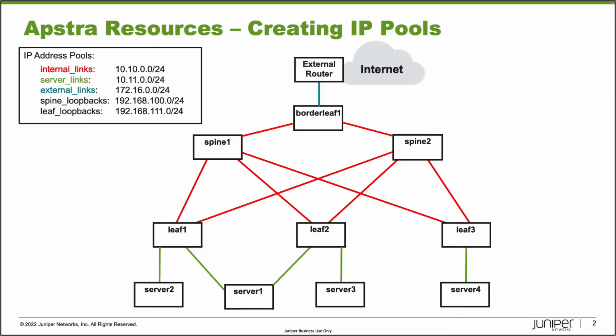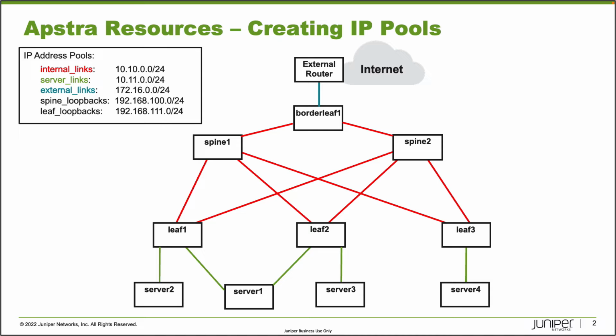We have spine 1 and spine 2, so two spine devices in our IP fabric, and then we have some leafs. We have leaf 1, leaf 2, leaf 3, and then border leaf 1. Now, leaf 1, 2, and 3 connect into servers that are connected to the leafs at the bottom of this diagram. And then border leaf 1 is connected to an external router. And then the IP fabric devices, that is the spines and the leafs, are then connected together, of course. Each leaf is connected to each spine, as you can see.